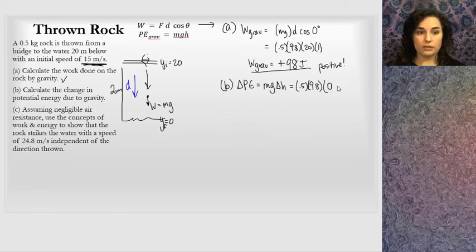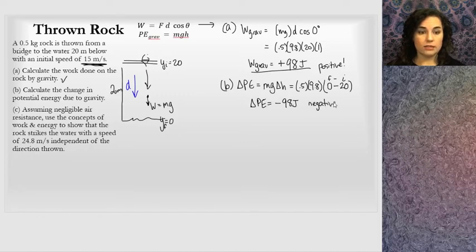H final is 0. H initial is 20. So I'm going to do 0 minus 20. Always final minus initial. Well, I get the same numbers as up here, but a negative sign, and I think I expected that, right? We know the work done by a conservative force is negative the change in the potential energy of that. So we get a negative here.